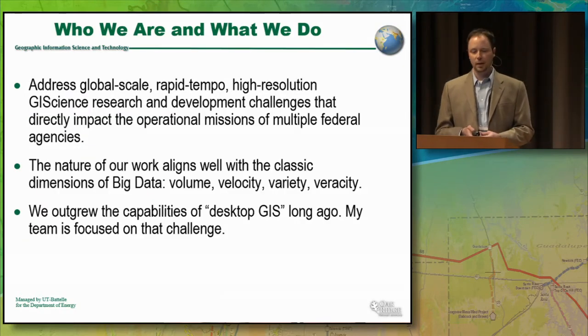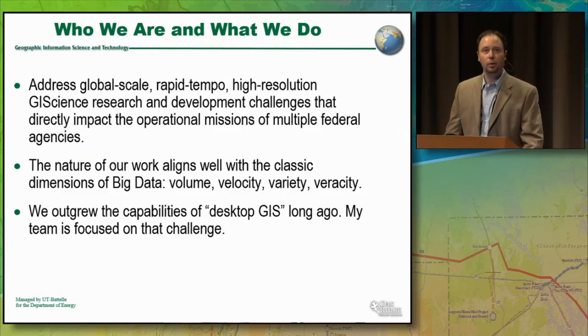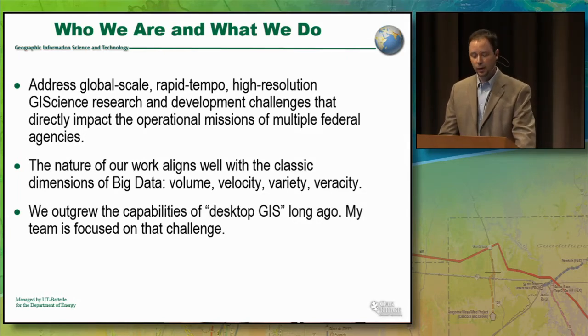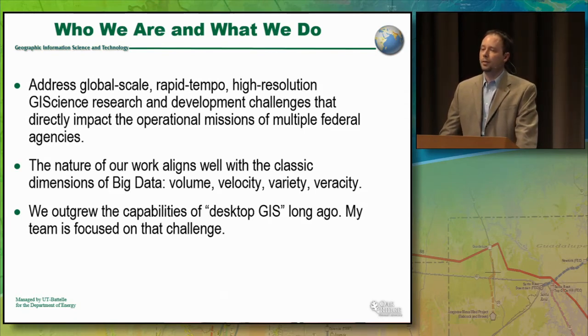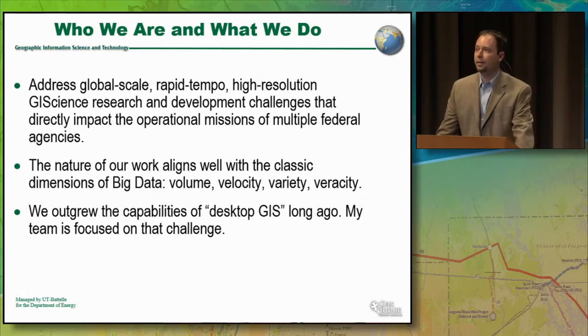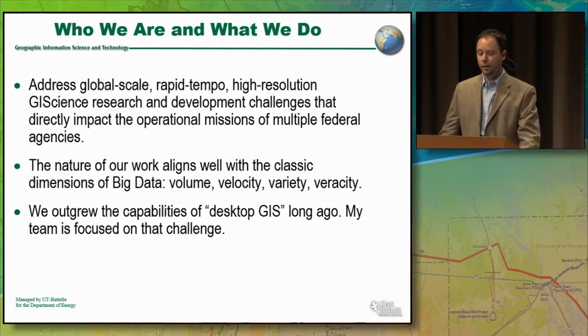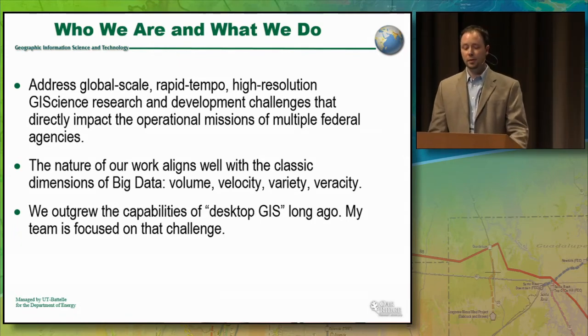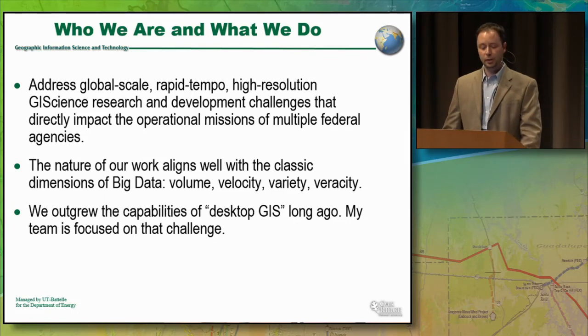All right. So who we are and what we do. Most of you probably know what GIST does at Oak Ridge, but I'll just give you a few seconds of an overview. We do address global scale, rapid tempo, high resolution GI science research. And we do this in a way that directly impacts the operational missions of many federal agencies and large organizations. The nature of our work aligns very well with the classic dimensions of big data, and I'm not going to go over them here other than to say that these 4 and the other variants with other V's put on there are daily things that my group in particular and my team specifically are challenged by.